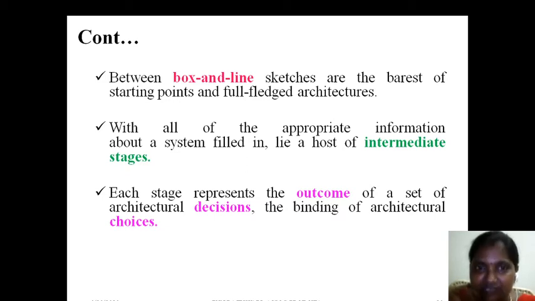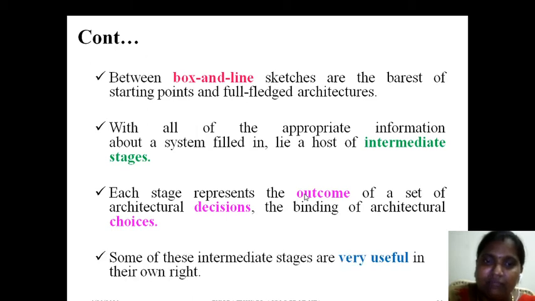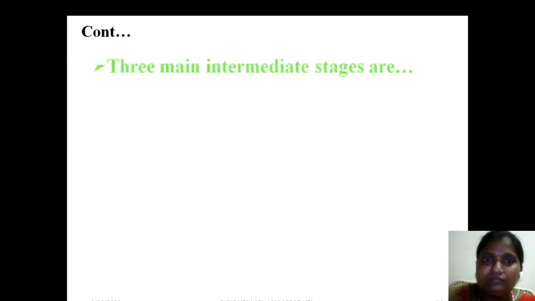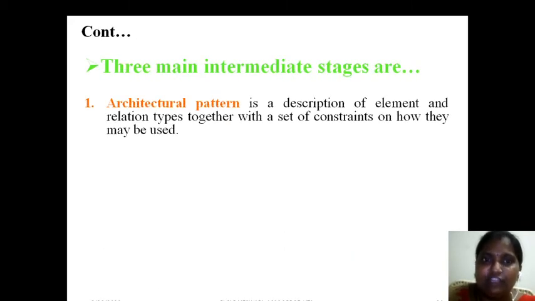So architecture says that even though it is a box line, it will define n number of stages along with the controlling, based upon the conditions or decisions or the choices. Some of the intermediate stages are very useful in their own right. The main intermediate stages are, what are those? So in order to get the total architecture, now we have our 1.3 heading.